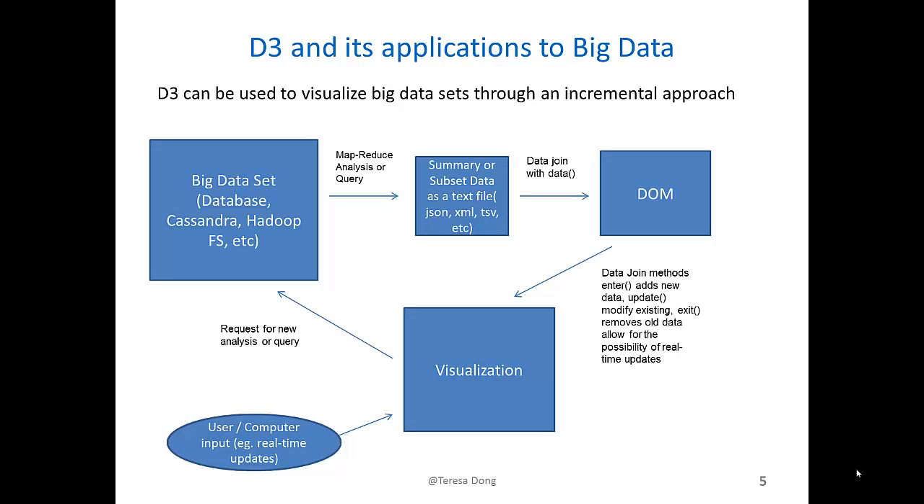Connecting this to the topic of big data that we were learning in class, I now present a flowchart of how we could use D3 to visualize big data. Because D3 binds data to the DOM, it is probably not a good idea to bind the entirety of a big data set to the DOM. Instead, D3 should only bind the relevant subsets or summaries of data at any one time. After the subset or summary of the data is bound, we can update the visualization in real time using the data join methods of the enter, exit, and update whenever a new query or analysis is run.